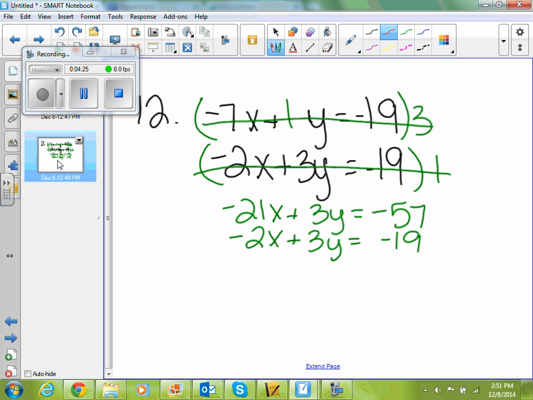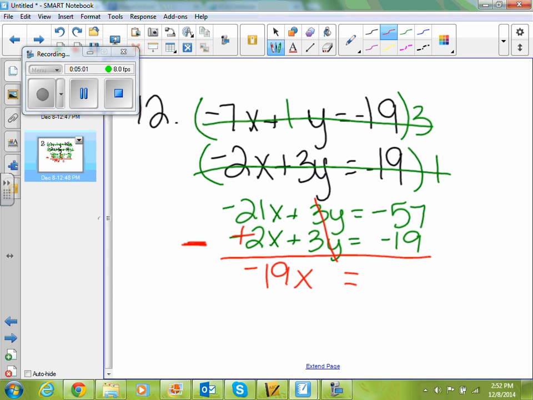So for our 2 new equations, if we're going to get rid of our y's, are our y's the same sign or the opposite sign? Same sign. So same sign we subtract, so we're going to subtract these. So negative 21 minus a negative changes to a positive. So negative 21 plus 2x is negative 19x. Very good. My y's cancel.